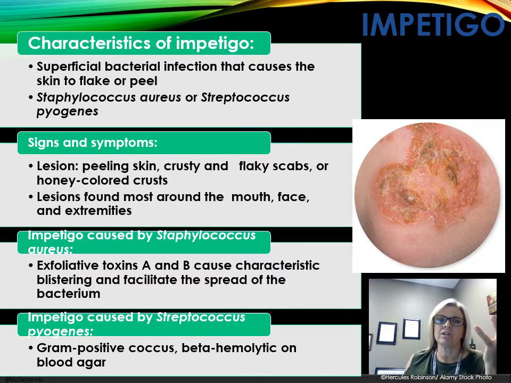It can have an exfoliative type of toxin, which is going to be toxin A and B, which can cause a blistering and facilitate spread of the bacteria. When it's caused by pyogenes, that's going to be a gram-positive cocci. It is going to have a beta hemolysis on blood agar, so you'll see that on blood agar. And it can cause pharyngitis, scarlet fever, pneumonia, puerperal fever, necrotizing fasciitis, and serious bloodstream infections.